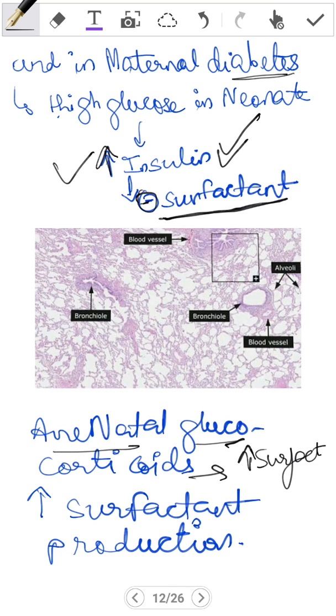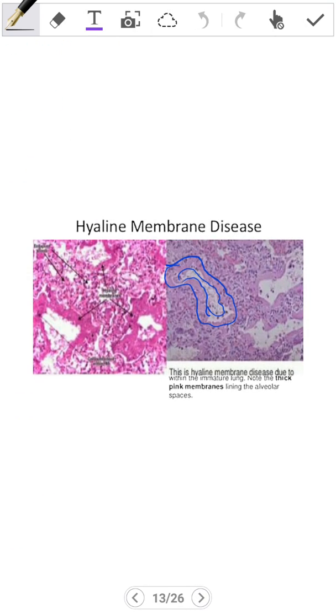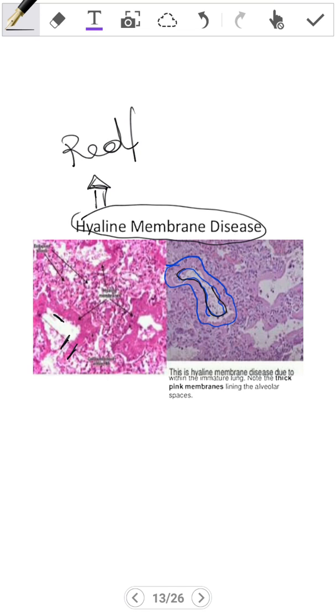So we have a normal histology of the lung tissue over here, because the next slide is going to be about the hyaline membranes. So you can see this increased amount of pink colored things over here. I have underlined this over here. So this is why it is called hyaline membrane disease. Anytime you read hyaline in pathology, that means red, or it might mean pink. You can see over here pink membranes that are lining the alveolar spaces.